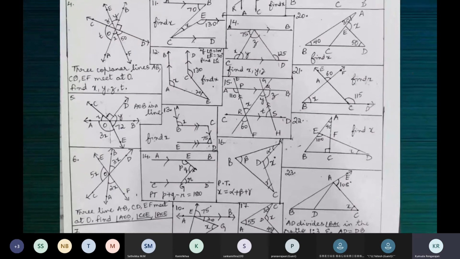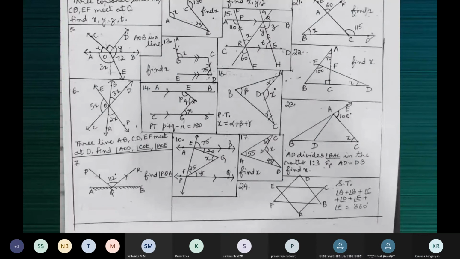Question number 10, children. What's the measure of X? Ma'am, which question, ma'am? In question number 10, I'd asked you to work this also. What's the value of X in question number 10, children? Ma'am, I have a doubt in this. Is it 120 or 20, ma'am? It's 20. Mark the angle and then write 20. Okay, ma'am, I will correct it.